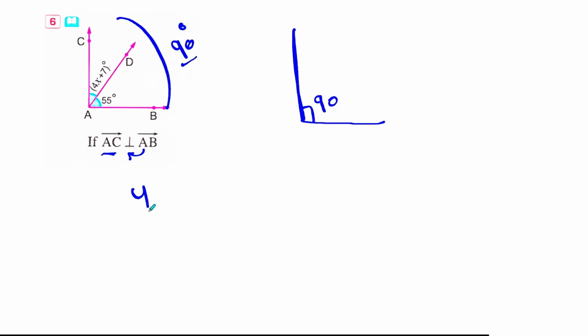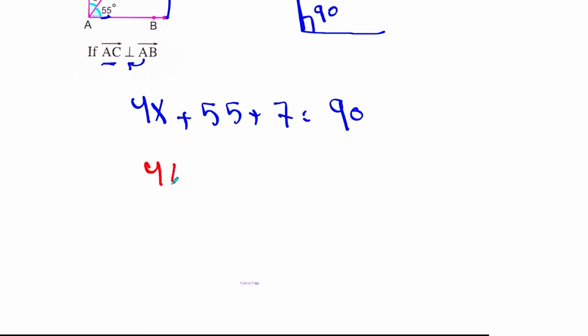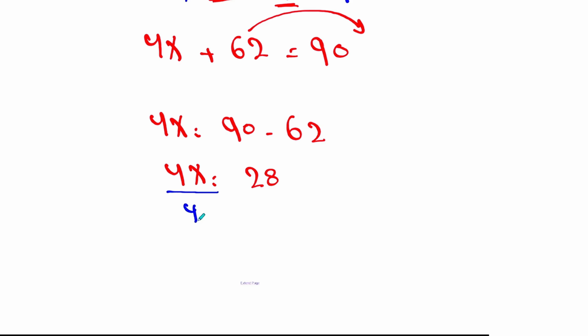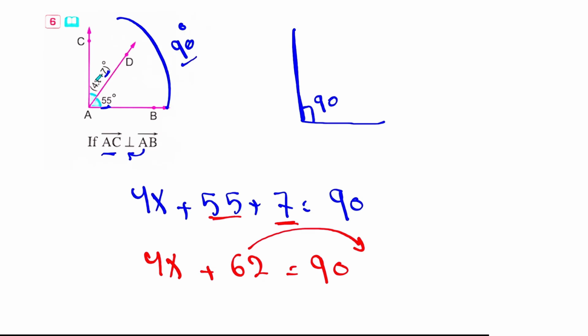No, I understand. Yes. 4x plus 55 plus 7, we take it all at once. So 4x, let's write it down for those who remember it as well, equals 90. After that, 4x equals 90 minus 55 minus 7, which means that 4x equals 28. We divide the 4 by the 4, and the value of x here comes out to be 7 degrees.